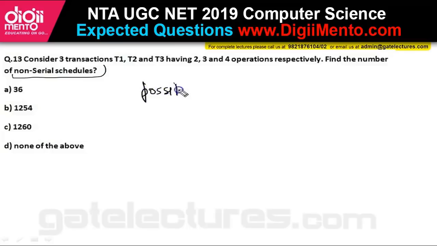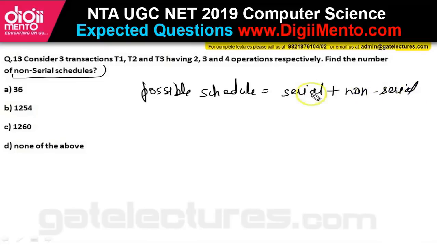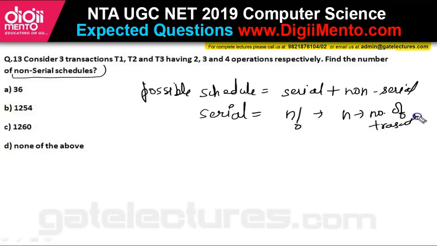Possible schedules, whether serial or non-serial, combined. I'm giving you both, then we will deduct the serial ones. The serial schedules can be given by n factorial, where n is the number of transactions. Here how many transactions are happening? 3 transactions, so it will be 3 factorial, which equals 6. This is 6 here. Now let's see non-serial. For non-serial, first we have to calculate the formula for the possible schedules.